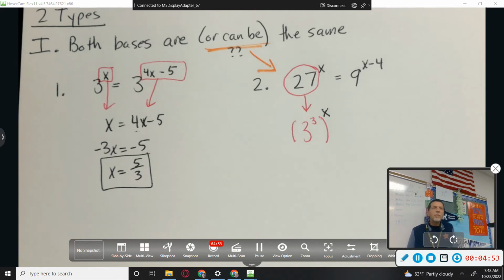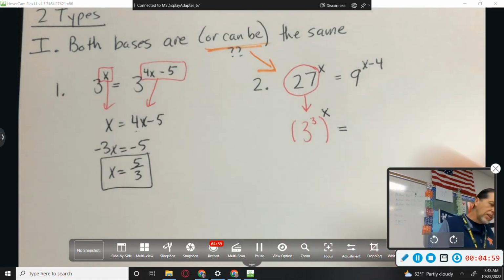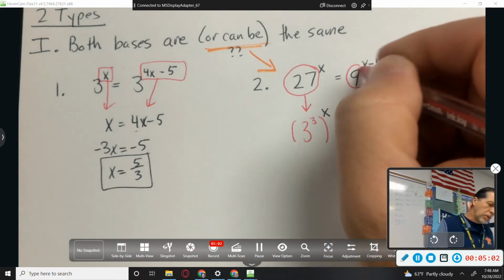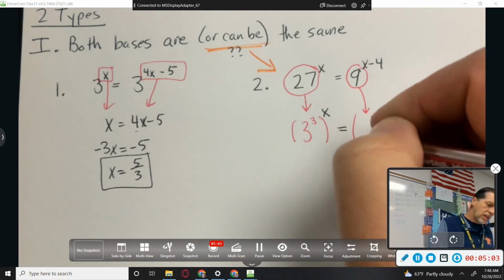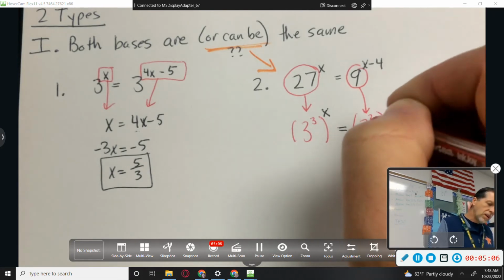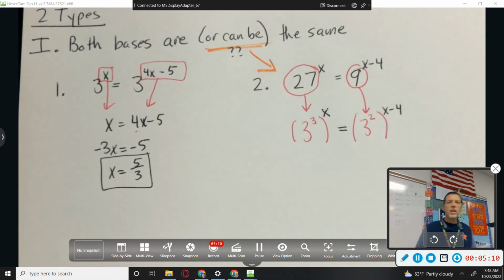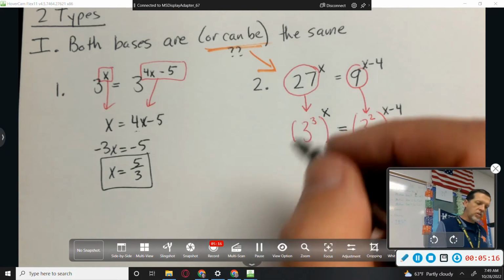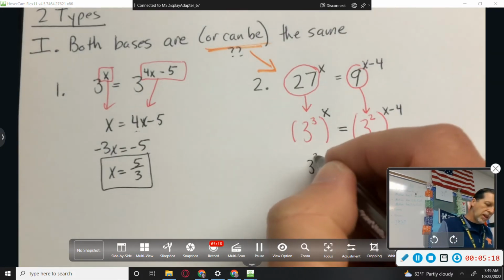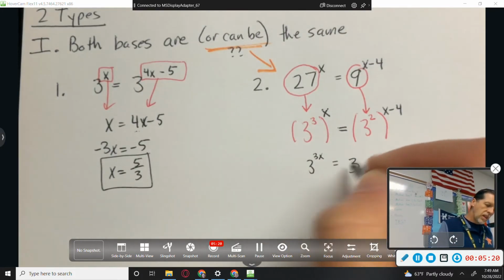So that maybe feels weird, because why would you replace 27 with 3 cubed? And the reason is, on the other side, you could replace 9 with 3 squared. And now you turn it into a both bases are the same. Almost. Jake, you said it. Power to a power, we multiply.